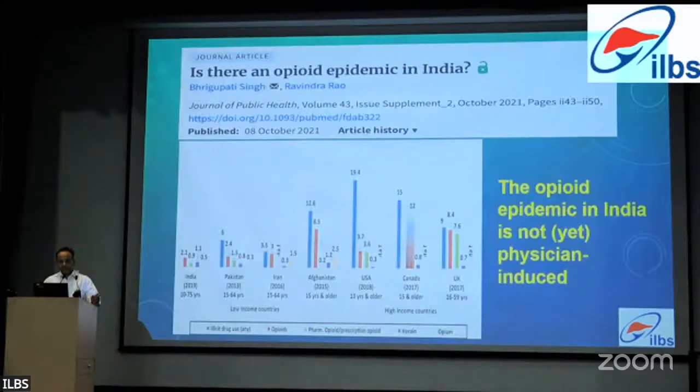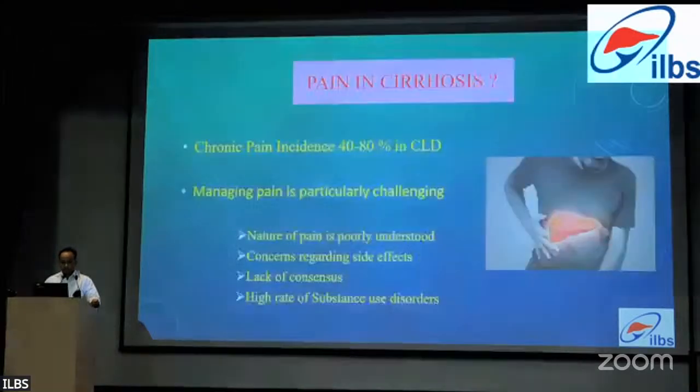Now, this is an interesting study where they tried to find out whether there is an opioid epidemic in India, and they said that the opioid epidemic in India is there, but it's not yet physician-induced. Much of the problem is due to the misuse of opioids rather than prescription-based use.